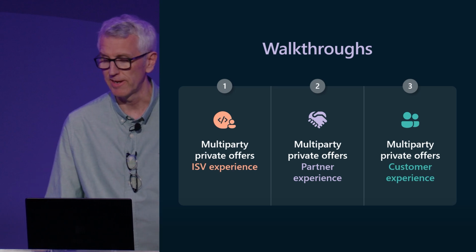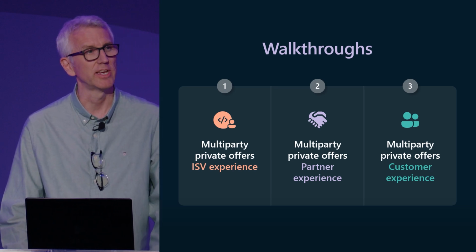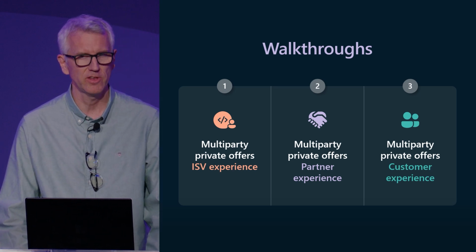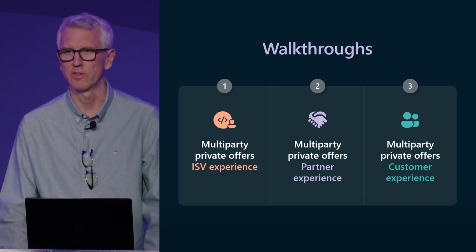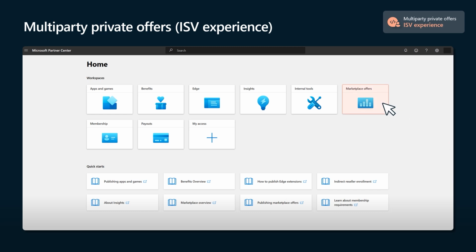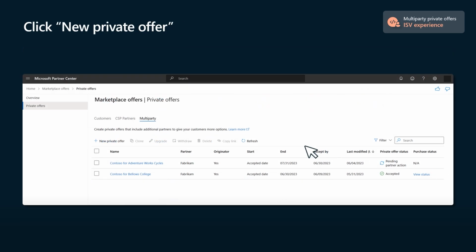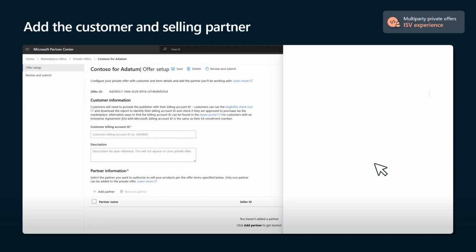So let's now take an end-to-end walkthrough in relation to each of the personas involved. Firstly, the ISV, then we'll go to the partner, and then finally we'll take a look at the customer experience. So here we are in Partner Center, logged in as the ISV. We start by selecting the marketplace offers. Selecting private offers and then multi-party will list the ISV's existing offers and also give them the ability to create a new one. As you can see, the new private offer has been assigned a unique offer ID.